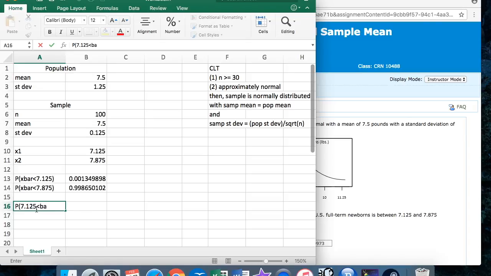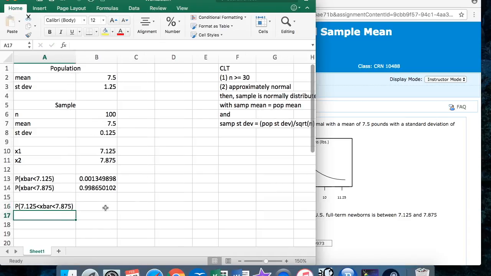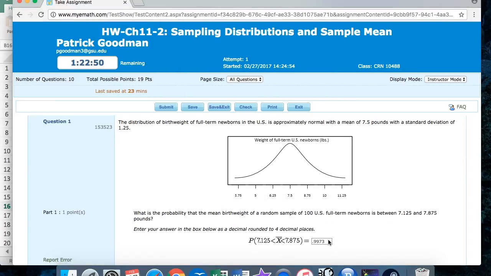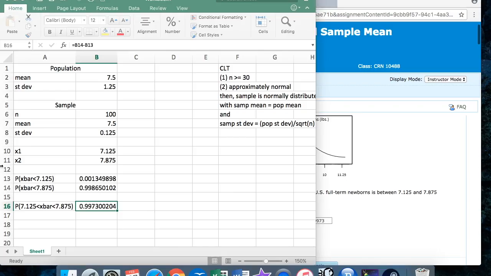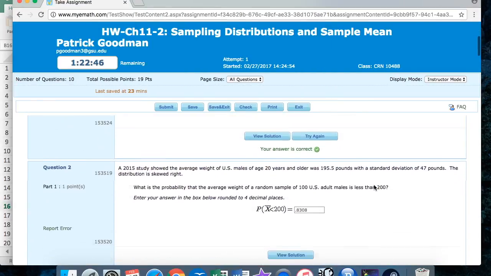Okay, so then this means the probability that our x bar is between 7.125 and 7.875, the probability that's between this, make it a little larger, is simply, remember, the larger probability minus the smaller one, and this gets you your area in between. And there we go, that's it. So I would copy this over and paste it. It says it wants it to 4 decimals, and we got the same thing.